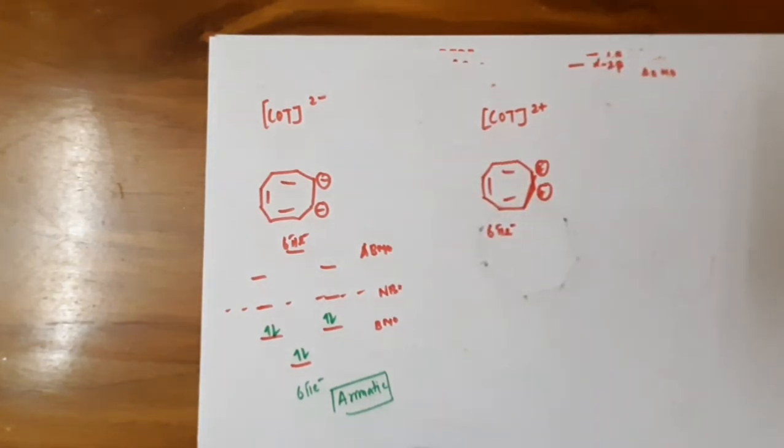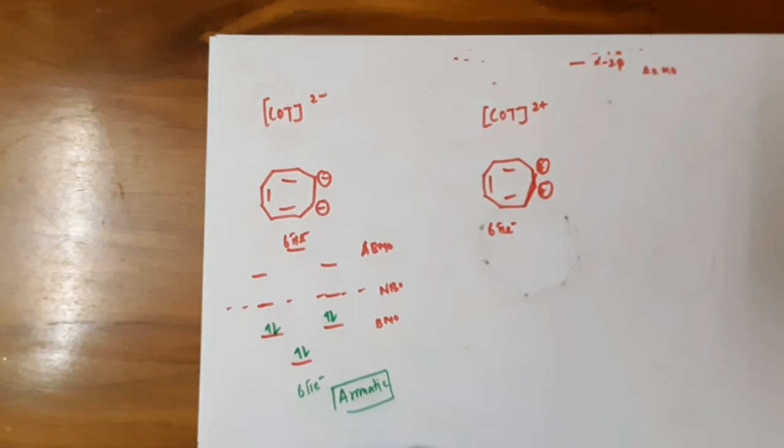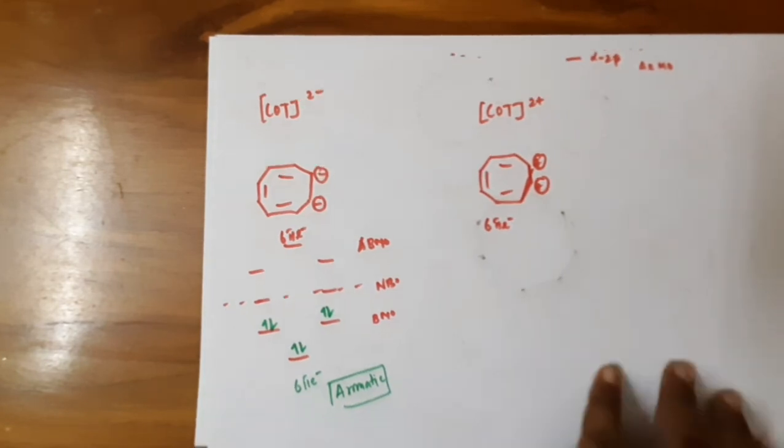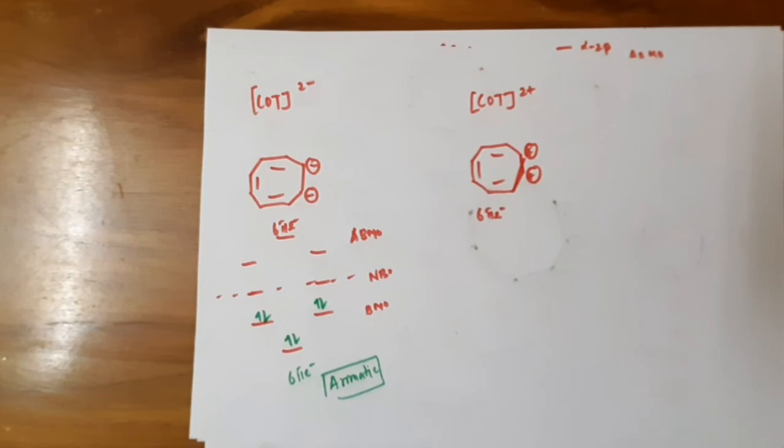So hence this is about the Frost circle. It's one of the tricks to find the aromaticity and anti-aromaticity in cyclic compounds. So this is the last one in aromaticity, and then I will give some practice questions.